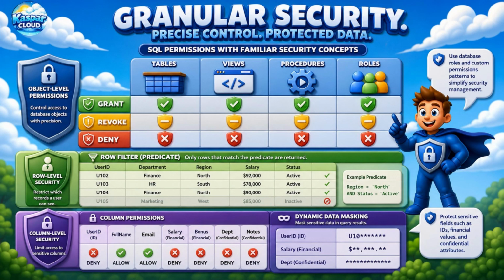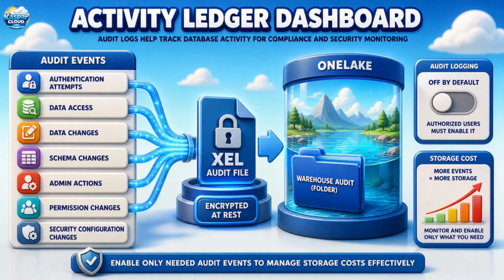Column-level security and dynamic data masking help protect sensitive information such as personal identifiers, financial records, healthcare data, and confidential business attributes while still supporting broader analytical access where appropriate. SQL audit logging helps organizations monitor and track warehouse activity for governance, compliance, operational monitoring, and security investigations. Microsoft Fabric Data Warehouse can capture events such as authentication attempts, query execution, data access, schema modifications, permission changes, administrative actions, and other security-related activities.